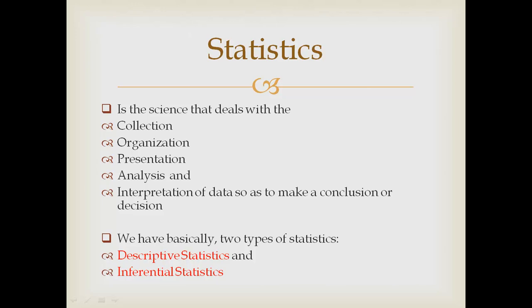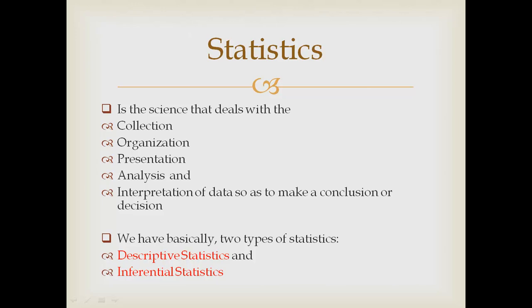We present the data. We can use histogram, circle graph or pie charts, bar charts, ogive curve, pictograms, and the rest of them. Then we analyze the data. We make some analysis, right? And we also make some hypothesis testing, and we interpret the data. From the interpretation of data, we now make a conclusion or decision.